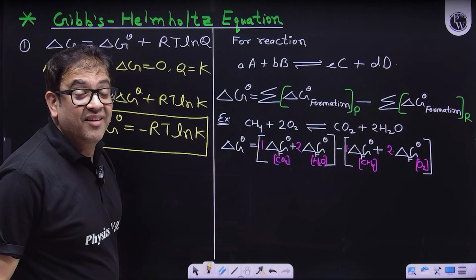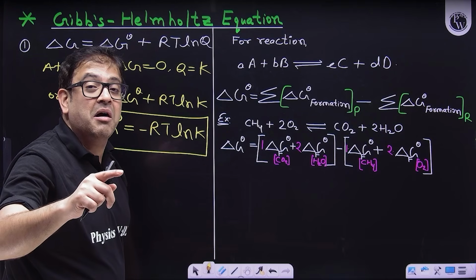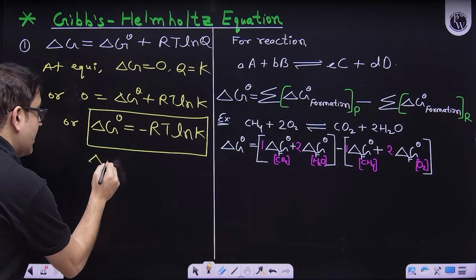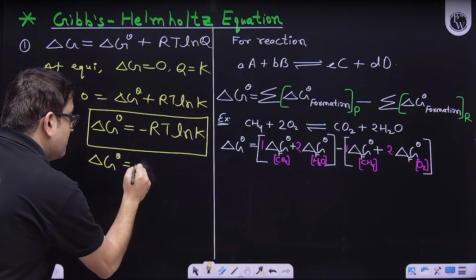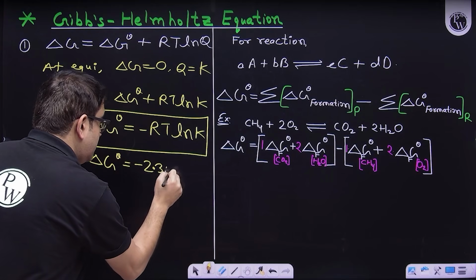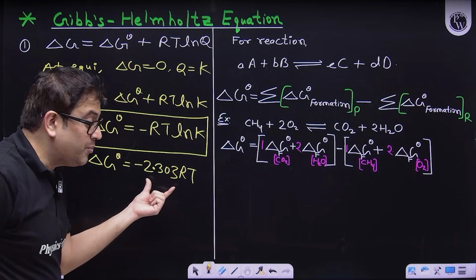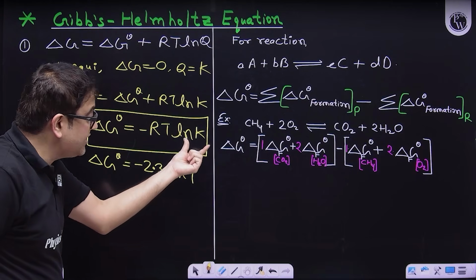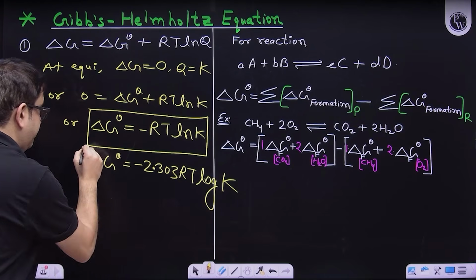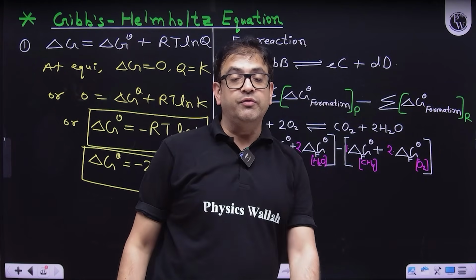Again, sir, ln is log base e, but we generally do our mathematics with log base 10. What is the conversion? Delta G naught is equal to minus 2.303 RT log K. Once you introduce the factor of 2.303, ln of x becomes log of x. So what is x? K. This is a very beautiful equation.